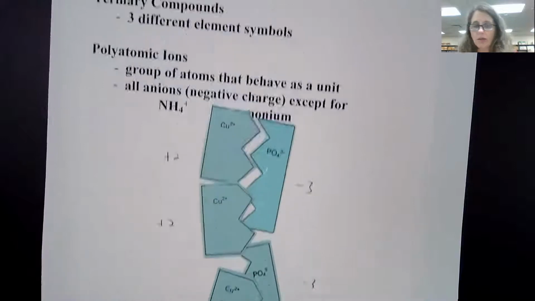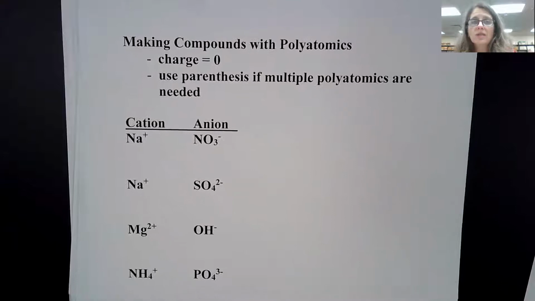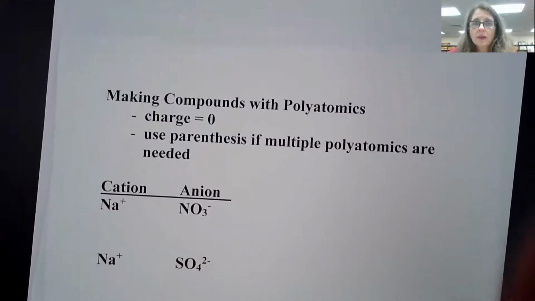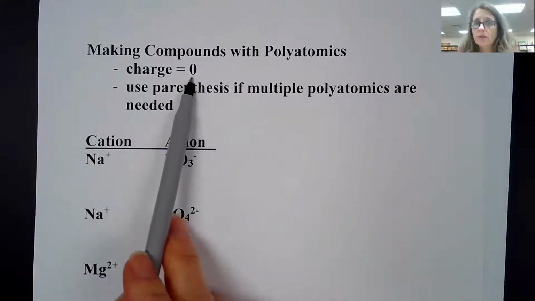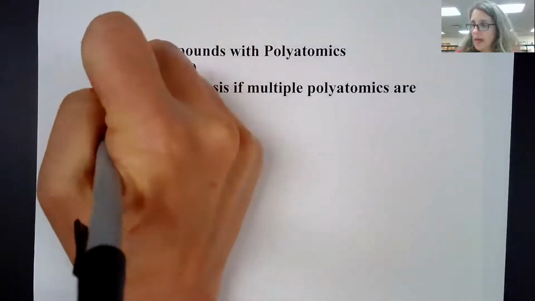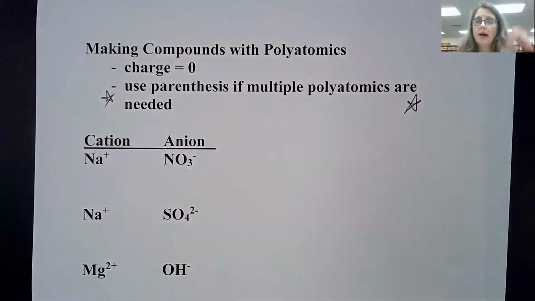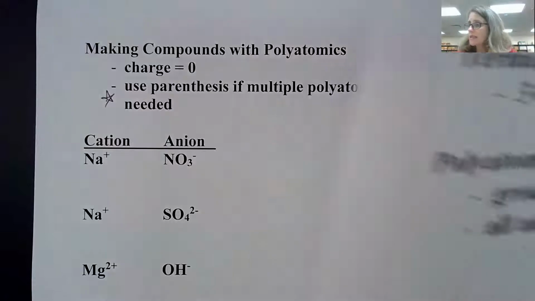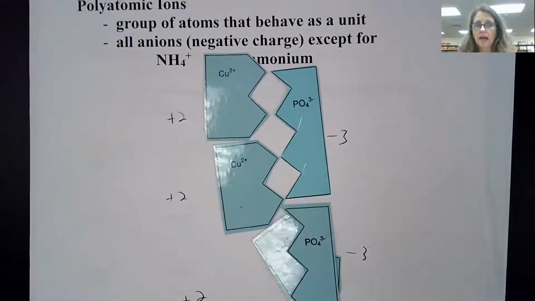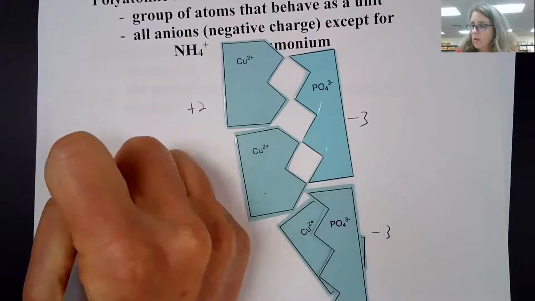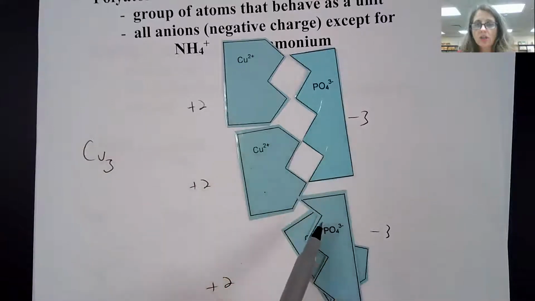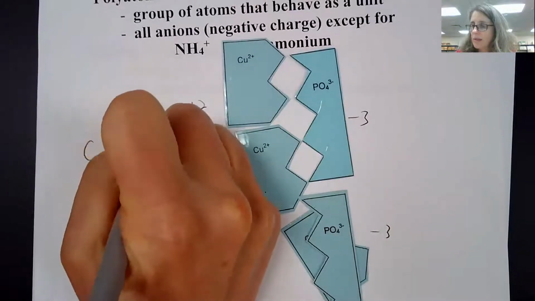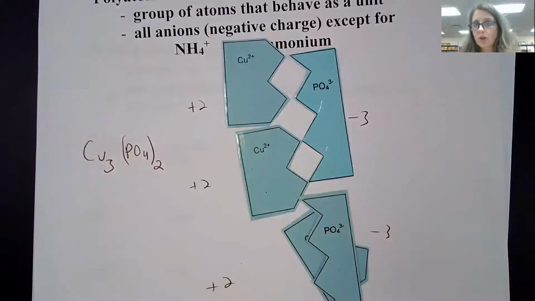So what I'm about to teach you has no difference in what we did with the binaries. This just has more stuff to look at. So making compounds with polyatomics is the same: charges have to equal 0. The only difference with this is I have to use parentheses if I have multiple polyatomics. So if I go back to this example here, I have 3 Cu's, so I have to write 3 on the bottom here to say I have 3 of those, and I have 2 of the PO4s. So when I write the PO4, I have to put it in parentheses and put a 2 on the outside.